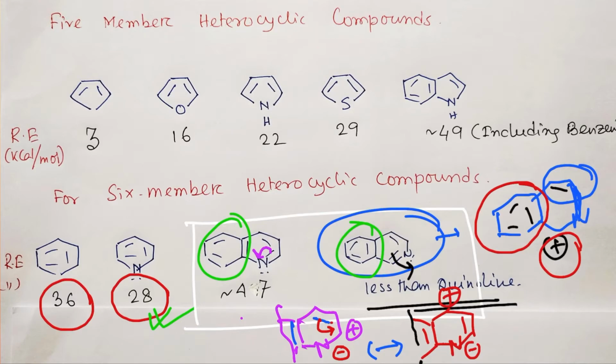Why? Because the resonance energy of isoquinoline is less than quinoline. From this canonical form you can explain. Okay, fine. So okay, got it.